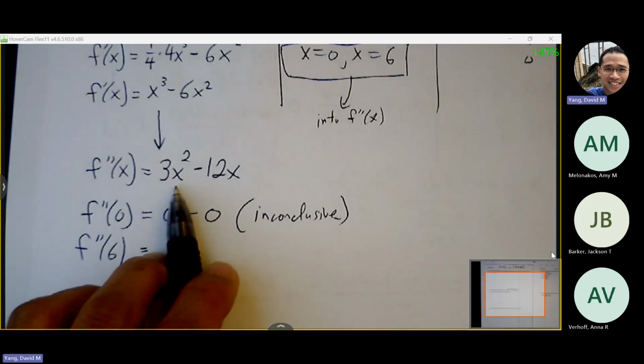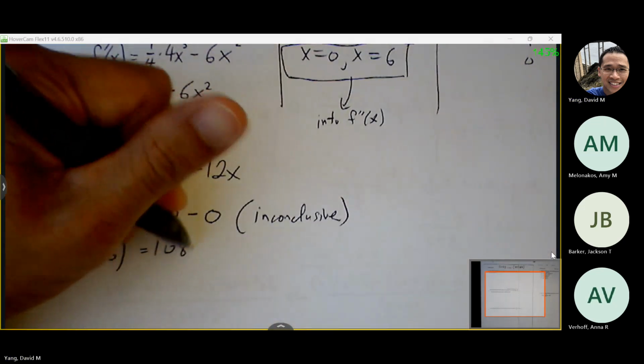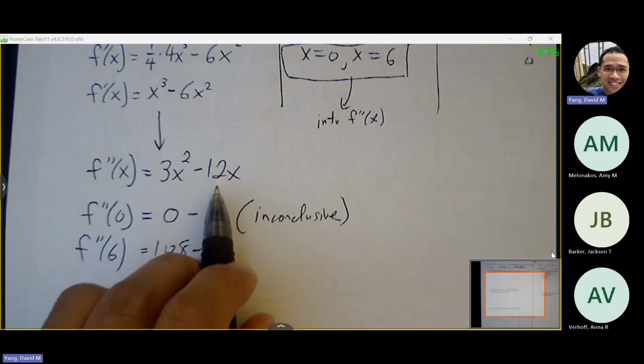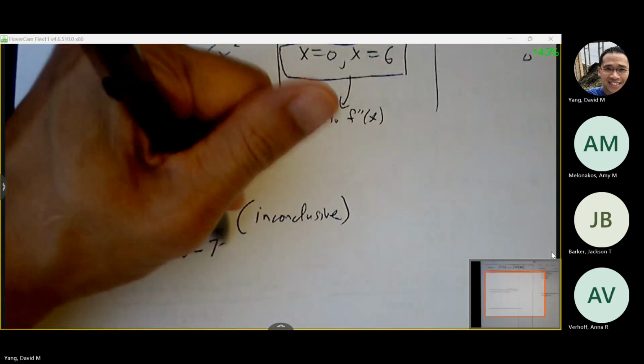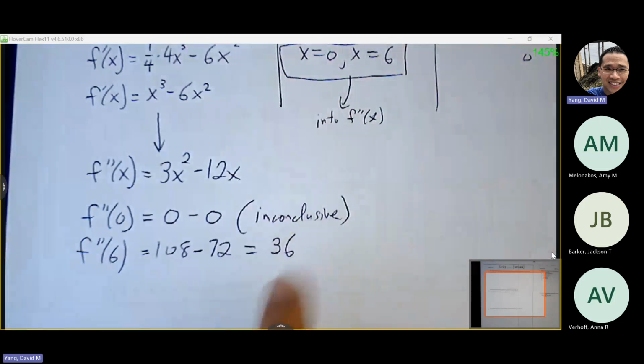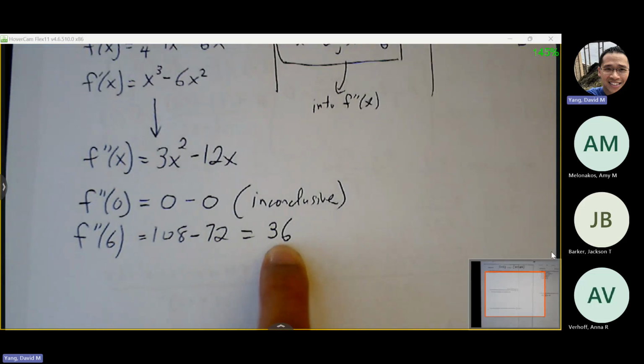Okay, plug 6 in for x. 3 times 36. That's 108. 6 times 12. That's 72. And we get 36. Okay, so let's talk about this number here. This number is not that important. It's hard to visualize it. It's not a location. It's not a slope. It's concavity. What does this tell us?